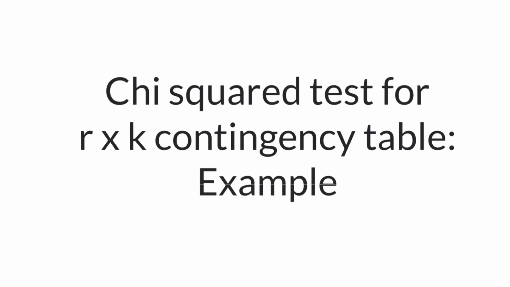Hi everyone. In this video, I'm going to be going over an example for when we have an R by K contingency table and we end up doing a chi-squared test on it. So let me just talk about the context here first of all. We're talking about contingency tables. That automatically means that we're talking about categorical data because a contingency table is just a way of, in a visual way, showing the different frequencies of different categories across a couple of dimensions.